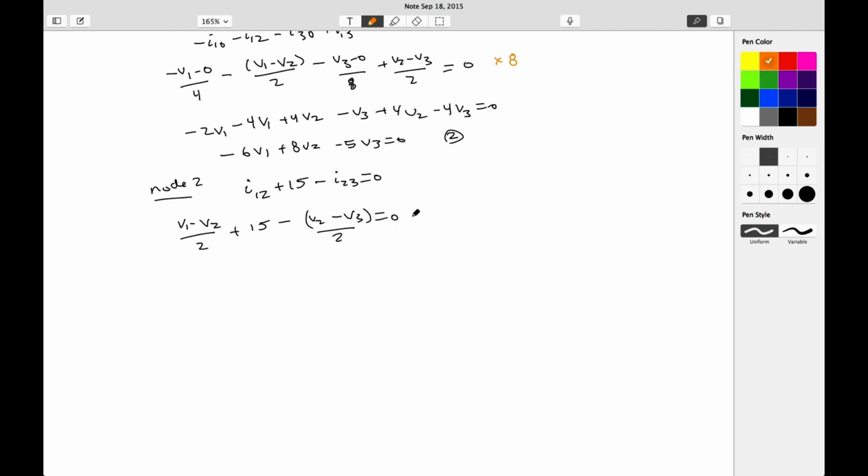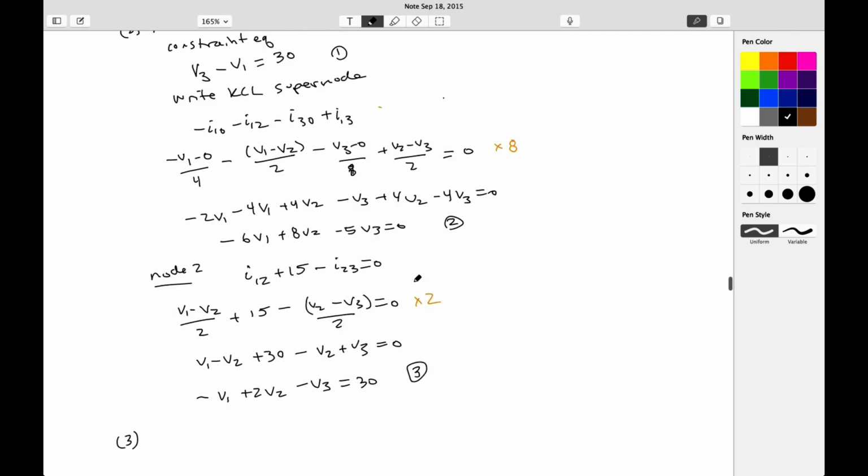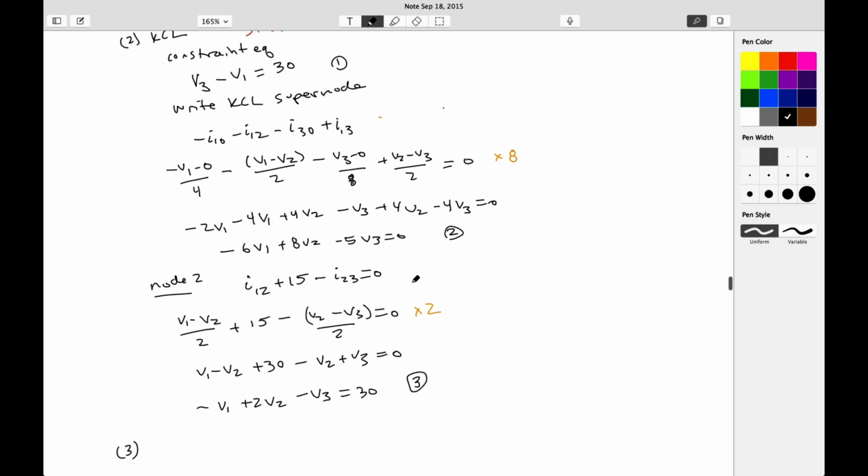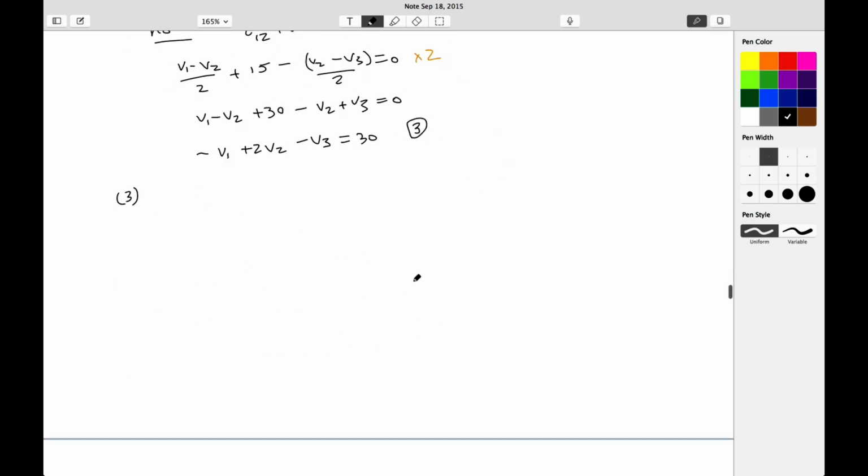Of course, it'd be nice for us to multiply through by 2. And when we do that, we should get V1 minus V2 plus 30 minus V2 plus V3 equals 0. So in other words, minus V1 plus 2V2 minus V3 equals 30. Now we're at step 3. By the way, this is equation 3. And on this exam, this is where I would like you to stop, with equations here. But let's solve just for good measure to give you some more practice.